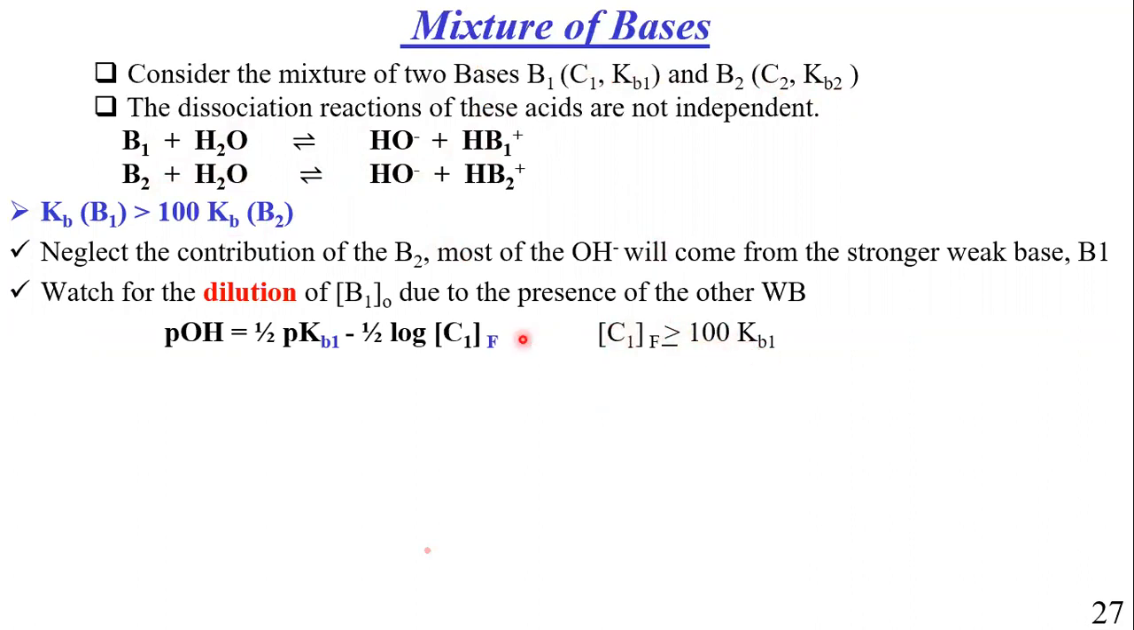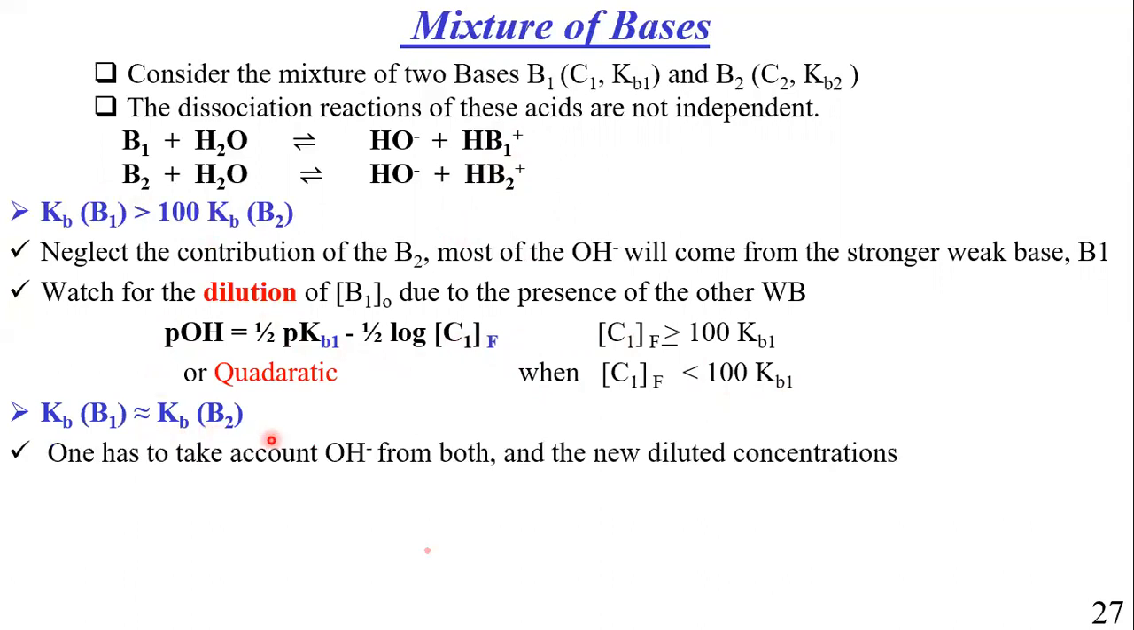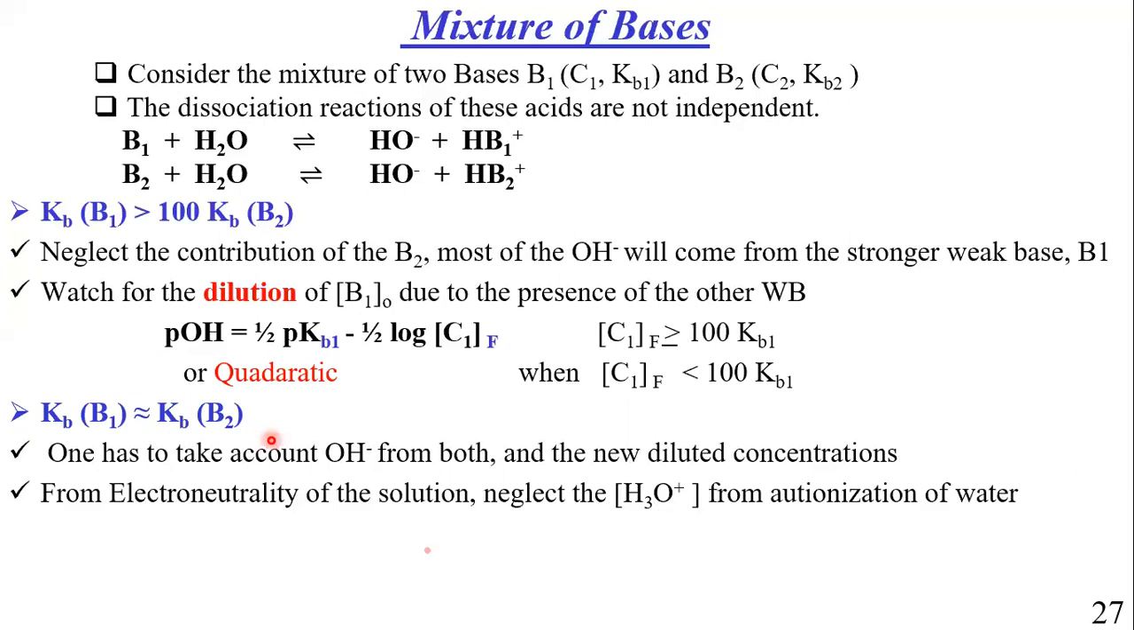If it is, then simply put pOH equals half pKb minus half log concentration of that base. Of course, if it's less than 100 Kb, use a quadratic equation. The quadratic comes from that first equation. However, if you cannot neglect one of the two Kb values, such that neither one is 100 times greater than the other, or these two Kb values are close enough to each other, then both of them will contribute to the OH minus, and don't forget to dilute both bases in these calculations.